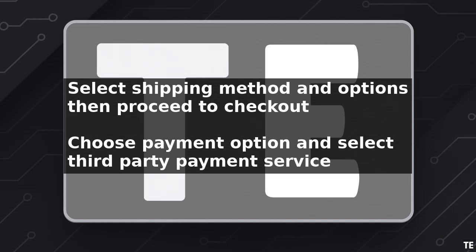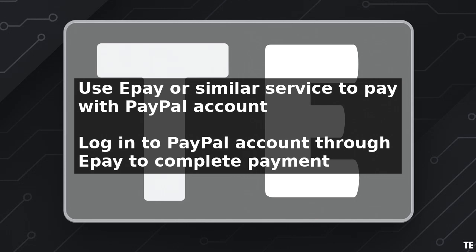One such service is the PayPal-supported payment option through a third-party payment gateway like ePay or others that are listed on Dhgate. To use this method, select the ePay payment option and then click on the PayPal logo to proceed. You will be redirected to the ePay website where you can log in to your PayPal account and complete the payment.